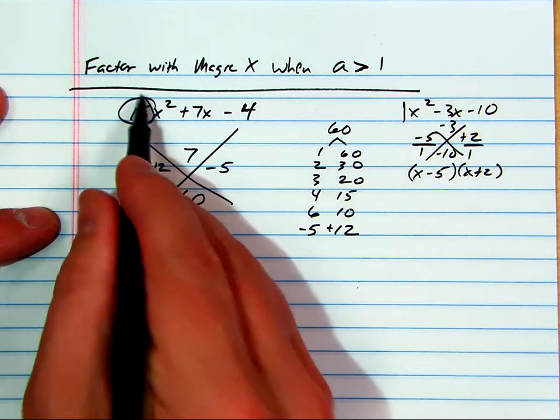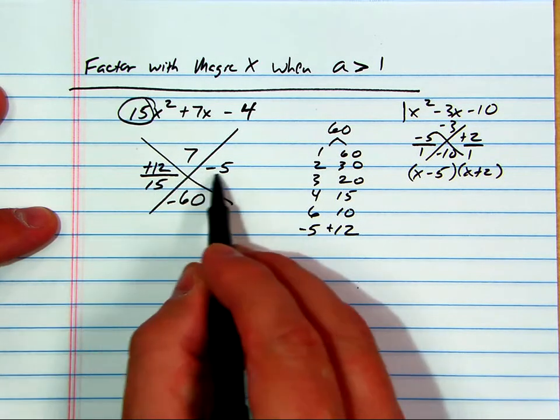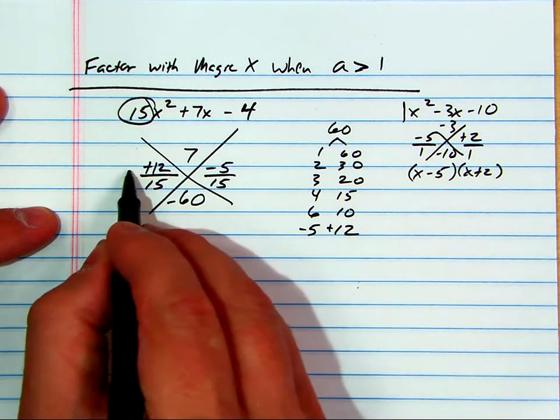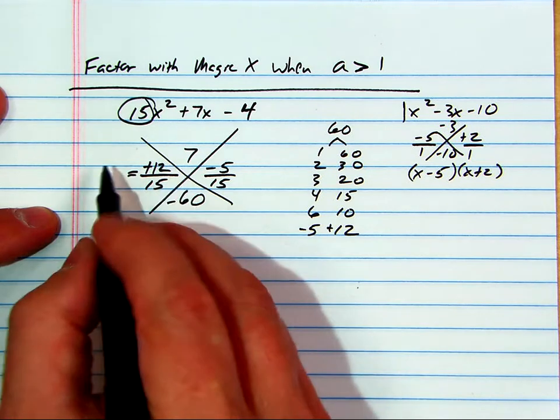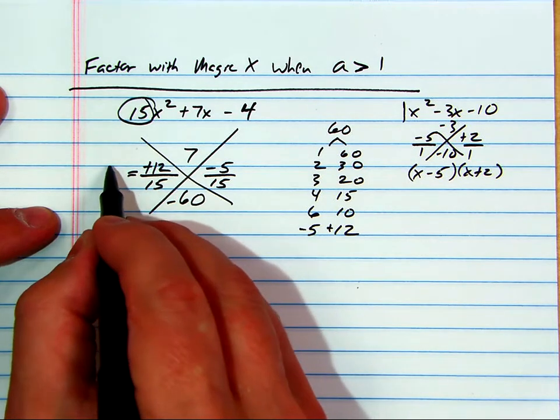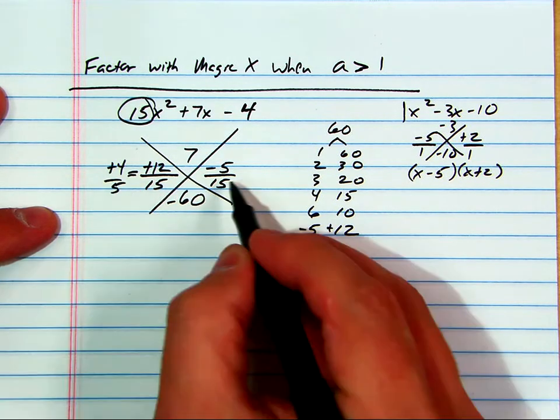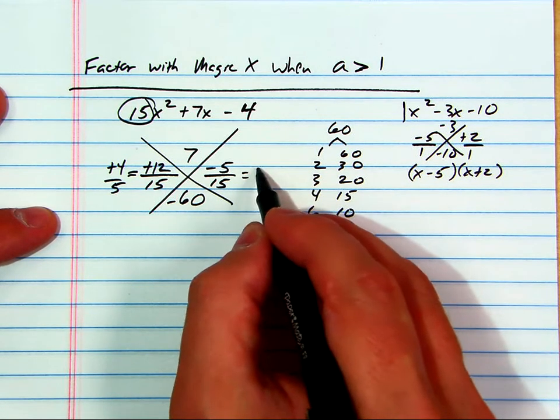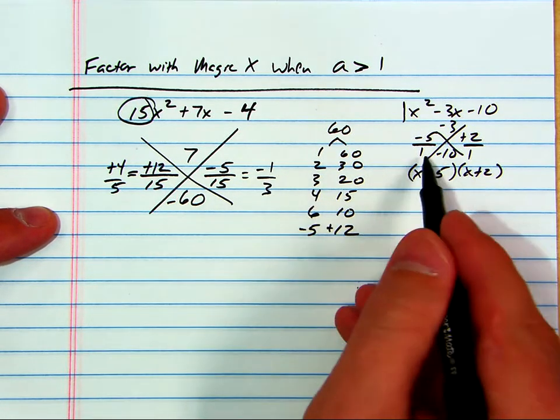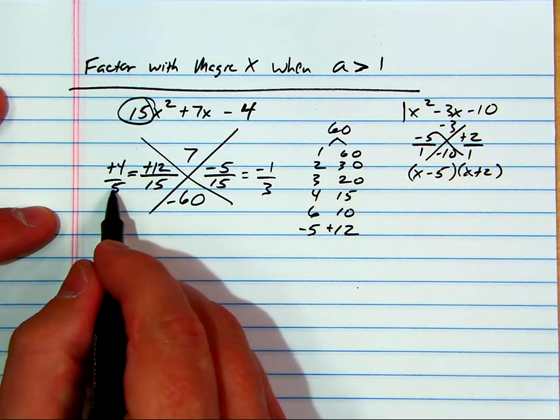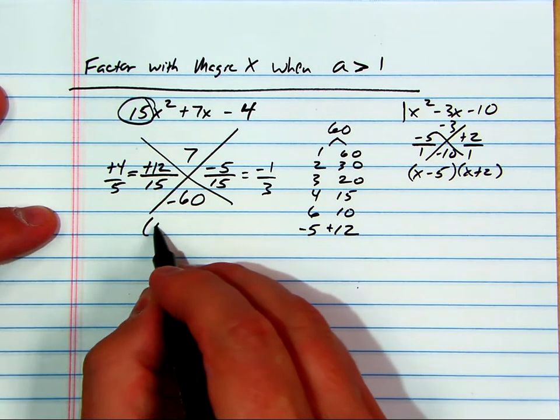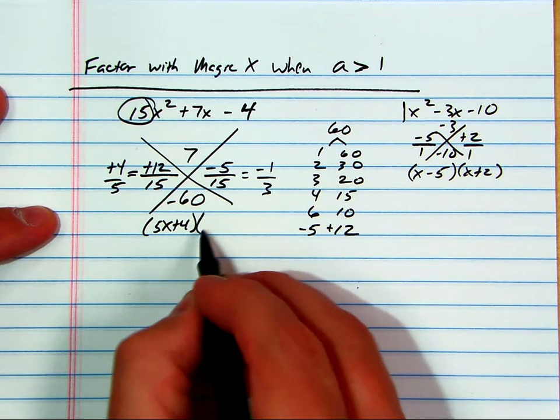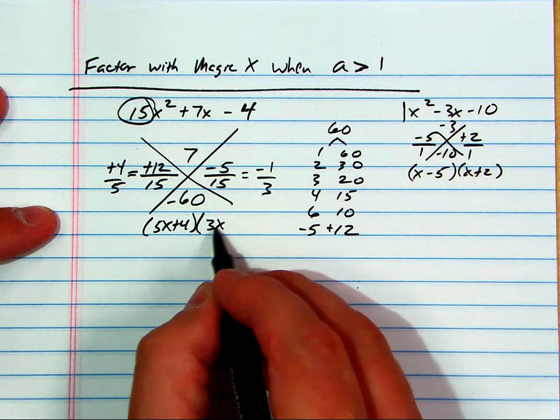So now we're going to divide by our leading coefficient for both our factors and reduce these fractions. Top and bottom can be divided by 3, so that's plus 4 over 5. And again, top and bottom here can be divided by 5, so that's negative 1 over 3. Again, we write our binomials starting from the denominator: 5x plus 4, and this one's 3x minus 1.